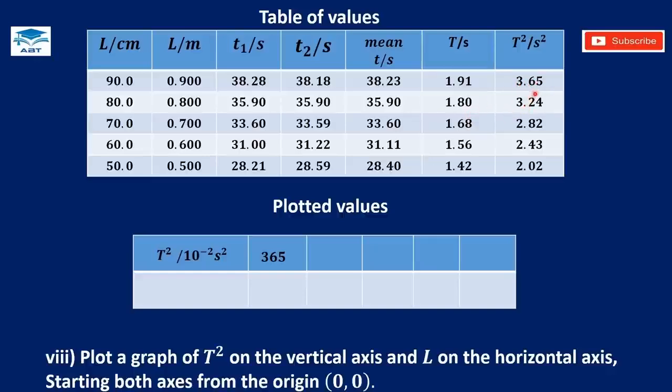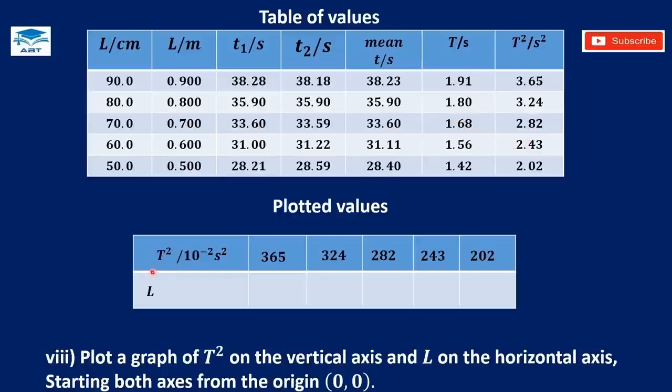For the next value, we move the point 1, 2, and we have 324. The next values are 282, 243, and 202. So all the values are in standard form. That means each value is multiplied by 10 exponent negative 2 to give the value here.